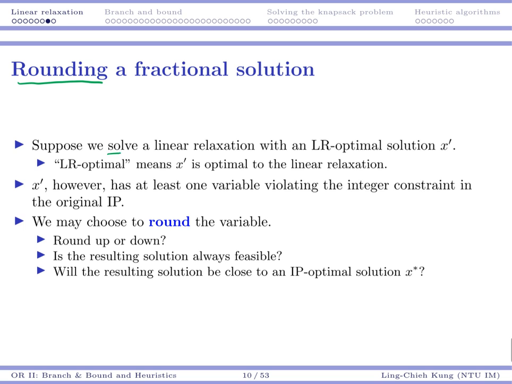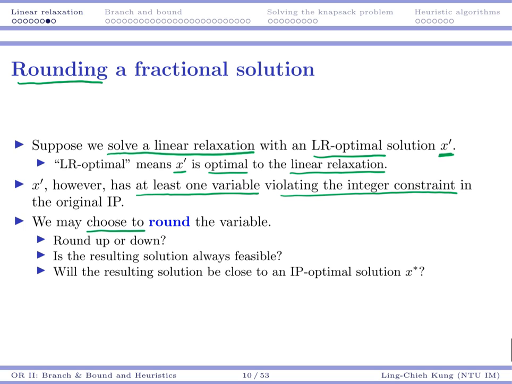So let's say we solve a linear relaxation and get a solution X prime. Sometimes we say this is LR optimal. LR means the linear relaxation, okay? So LR optimal means X prime is optimal to the linear relaxation. However, we see at least one variable violating the integer constraint. So it may be 3.2, it may be 0.8. It's not IP feasible. So it's not IP optimal.